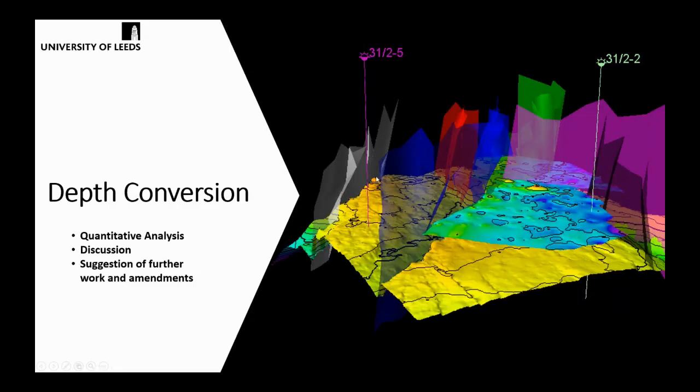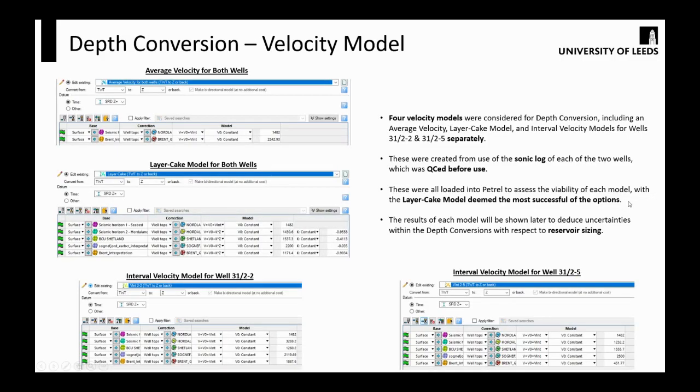So we're going to move on to the depth conversion, which is really useful in ascertaining the gas-water contact and the size of the reservoir, for example. So a quick little bit on the velocity model. We used 4 velocity models for depth conversion, and these were built using the sonic log of both wells, both separately and together, and these were QC'd before use as well. And they were all loaded into Petrel to assess the viability of each model. However, the layer cake model was deemed the most successful of the options, and this does make sense. It's the highest order calculation of all of them, and once we get into the uncertainties, I'll show you why, but this is really good for the most optimal reservoir sizing.